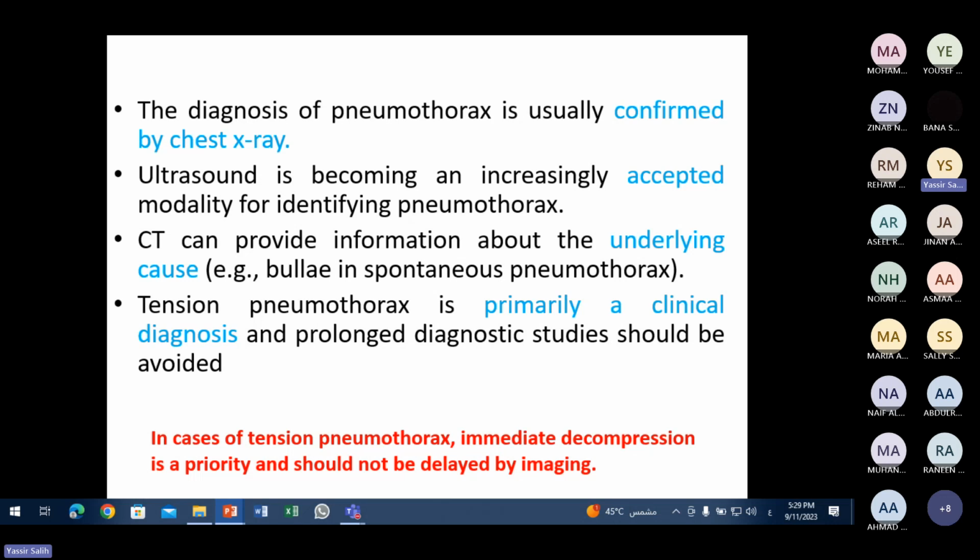As we said, tension pneumothorax is clinically diagnosed, from the features we mentioned and the symptoms, and we know this is a tension pneumothorax. So this patient requires immediate decompression of the lung. In case of tension pneumothorax, immediate decompression is the priority and should not be delayed by imaging. Don't say you are not sure and want to confirm the pneumothorax, because the patient is very distressed. So the priority is decompression of the lung by insertion of a needle.